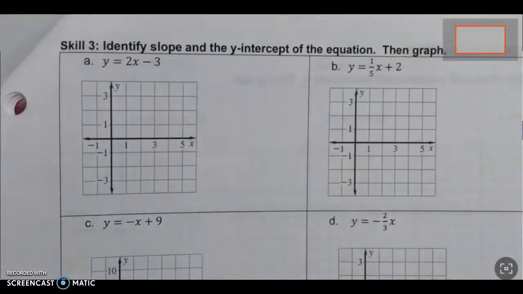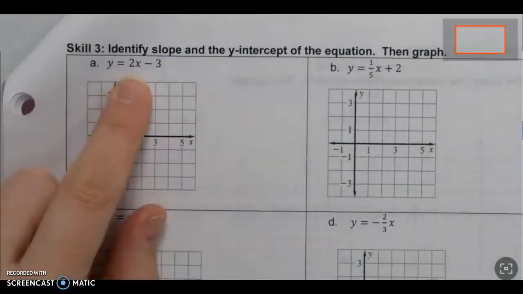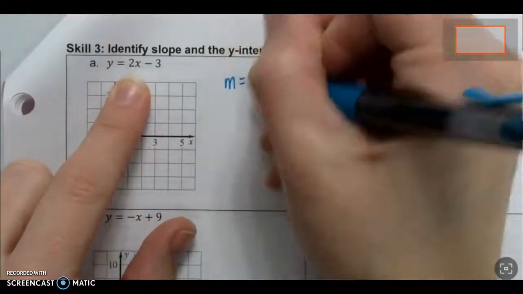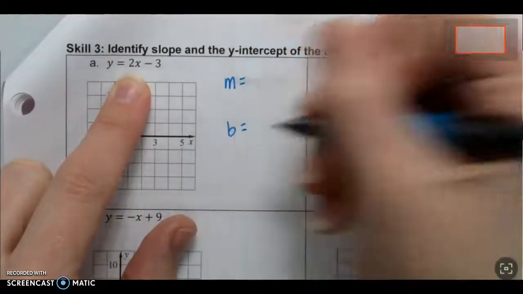So this video will have skills 3 and 4 for standard 18. Standard 18 is still in that slope-intercept form and we're graphing. On the first skill, we took an equation and we found what our slope and our y-intercept are. So I'm going to do that again.